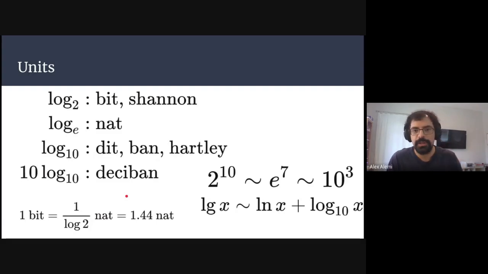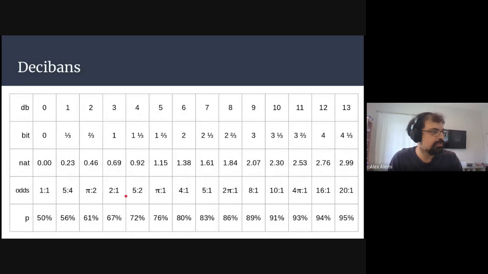For the rest of this talk, not because other people do it, but because I think it's interesting, I'm going to do most of my units in decibans in reverence to Turing and I.J. Good. Okay, to give you some sense of how these things work, here are some decibans from 0 to 13.